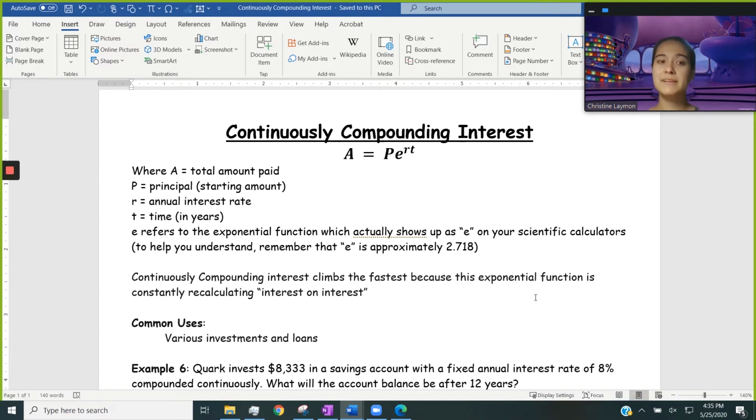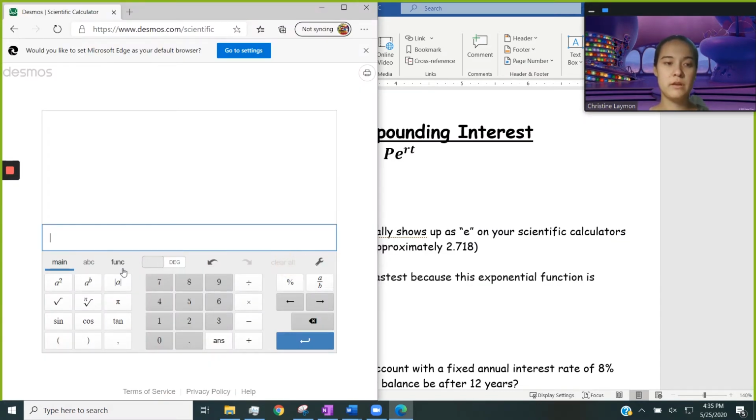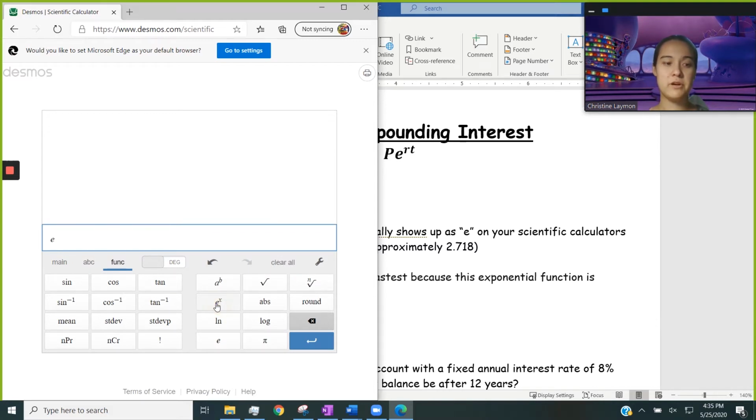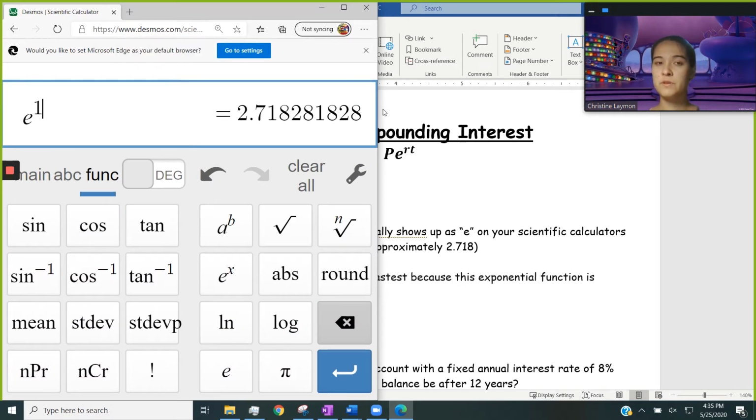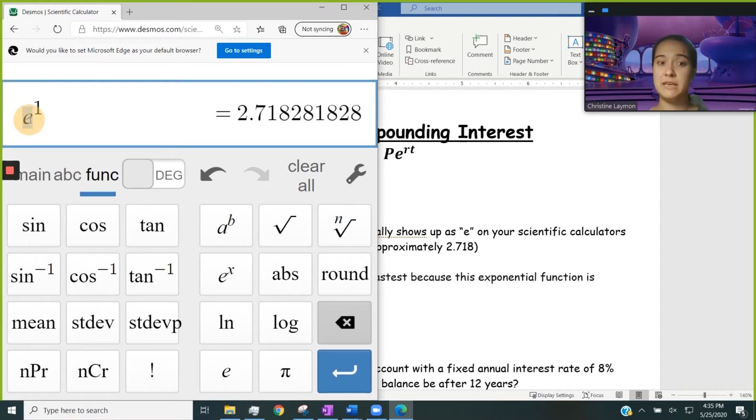T is your time. And e refers to the exponential function that actually shows up physically as an e on your scientific calculators. If you type it into a calculator, you're going to get out the value roughly 2.718. Let me go ahead and show you what I'm talking about. If I want to put in e, it looks like this here. e to the first power is 2.718, all that stuff. So I'm not going to actually type in the numbers 2.718. I am simply going to use e. So that button, e to the something, refers to the exponential function, e.